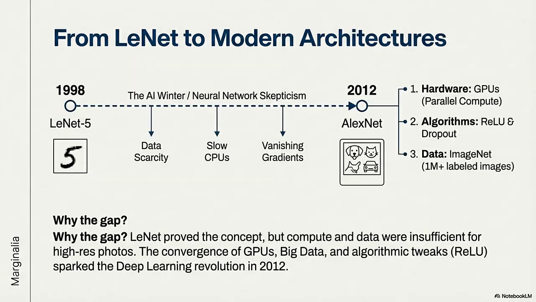So this raises a big question. If LeNet showed how powerful this was back in 1998, why did we have to wait until 2012 for the deep learning revolution to really take off? Well, for over a decade, progress was stalled by a perfect storm of three big problems. First, there just wasn't enough large-scale labeled data to train bigger models. Second, CPUs were simply too slow to handle deep networks on larger images. And third, a nasty technical issue called the vanishing gradient problem made it incredibly difficult to train very deep networks. The breakthrough in 2012 happened because we finally solved all three problems at once. We got powerful GPUs for massive parallel computation, huge datasets like ImageNet became available, and new algorithms like the ReLU activation function helped fix the gradient issue.